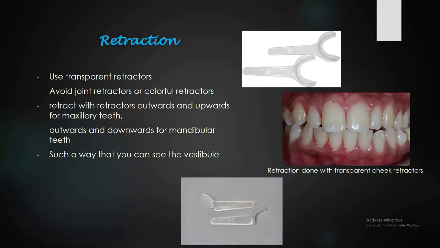Retract outwards and upwards for the upper arch, outwards and downwards for the lower arch, in such a way that you can see the vestibule. So this is a well retracted picture wherein you can see the interdental papilla, the free gingiva, the attached gingiva, and up to the vestibule. These are the half retractors which are utilized for quadrant dentistry.